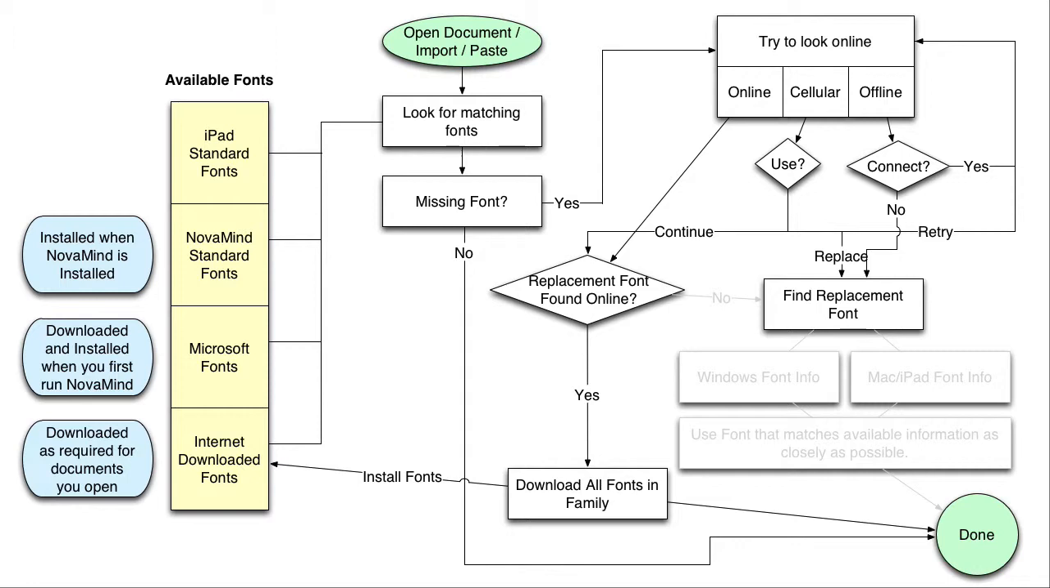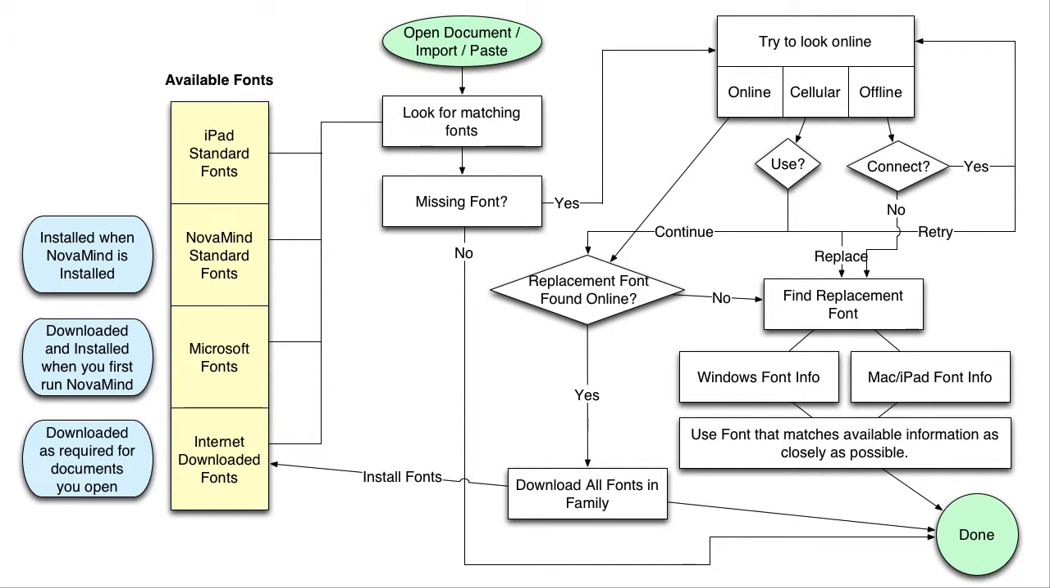If NovaMind is unable to find the font locally or online, NovaMind will do its best to find a suitable replacement. If the document was created on Windows, there will be limited font information available, so NovaMind will start with either a fixed pitch or variable pitch font as appropriate and style it with whatever information is available. If the document was created in NovaMind for iPad or NovaMind for Mac, there will be more font information available, and NovaMind should be able to get a much closer match to the exact font used, so most of the traits of the font chosen should match the original.